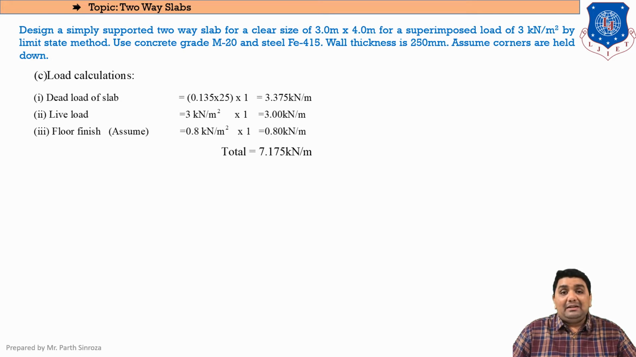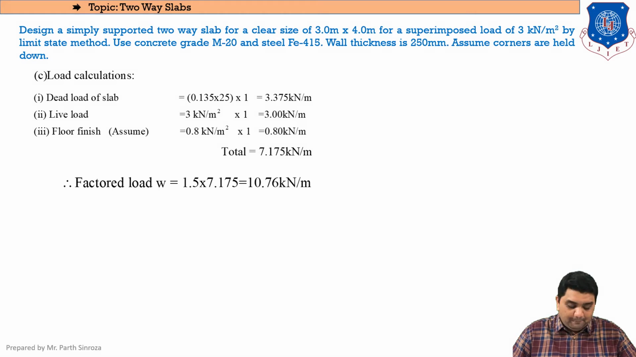And as we are calculating this answer from the actual dimensions, the answer that we get will be the actual moment. So now we will be focusing on the factored moment. So factored moment will be this value multiplied by factor of safety, which will be 1.5. So the answer comes out to be 10.76. Up till now the steps were the same as we have seen in the previous session too.